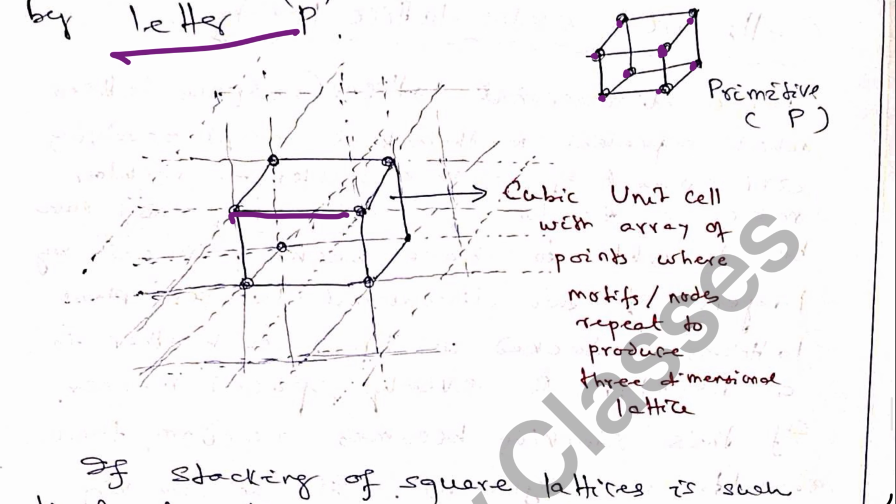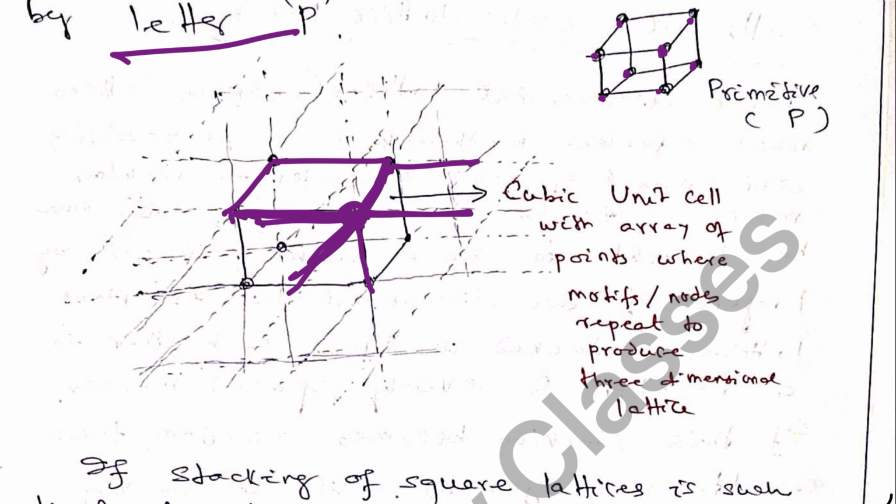So this is the unit cell which is being shared. This point is being shared by this unit cell, this unit cell, this unit cell, this. This is in one plane.